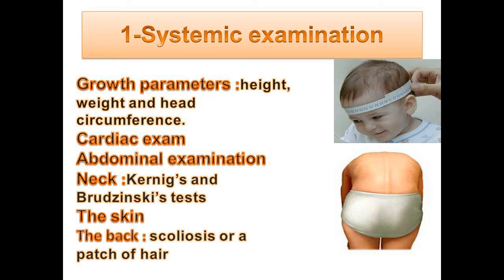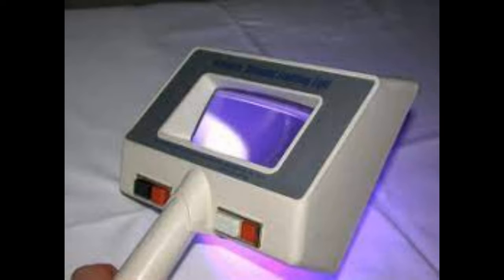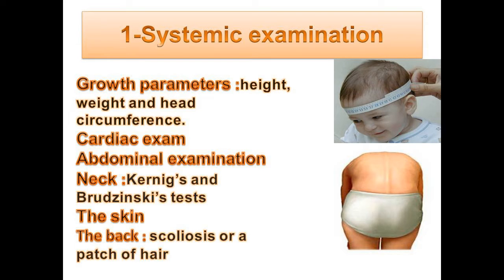As the skin and central nervous system both develop from the ectoderm during embryogenesis, a full examination of the skin should be undertaken. Hyperpigmented lesions, such as café au lait spots of neurofibromatosis, and hypopigmented lesions, such as ash leaf spots in tuberous sclerosis, are best seen with a Woods lamp. The Woods lamp exam is performed using a black light to look at the entire surface of the skin. Also examine the back for scoliosis or a patch of hair, which may indicate an undetected vertebral anomaly.